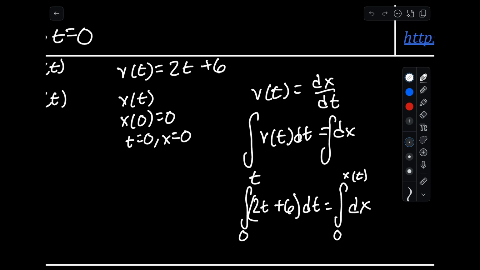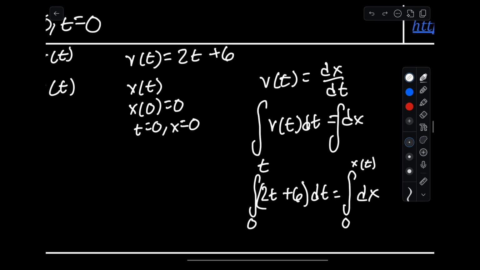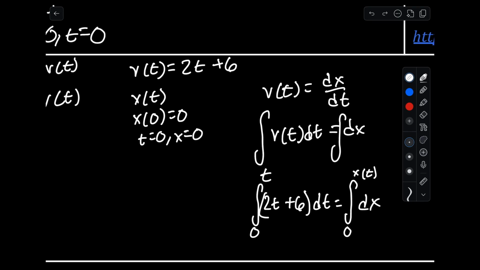And x of t on the right side here just refers to our position function that we're going to be solving for, right? And in this case, what we will be using is this property called the reverse power rule, where if you are integrating some function x to the n dx, what you'll get back in return is x to the n plus 1 all over n plus 1.